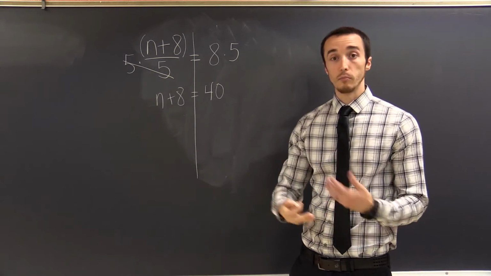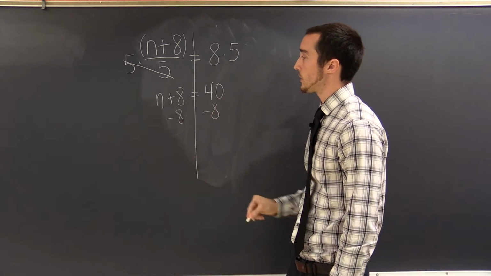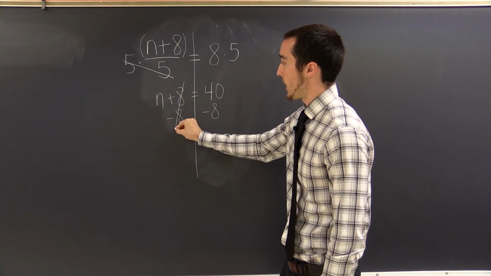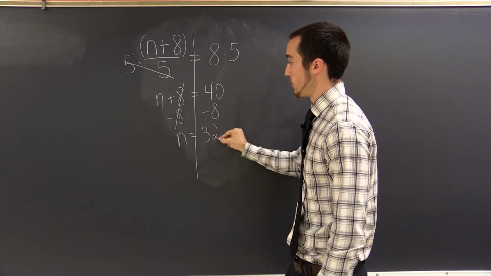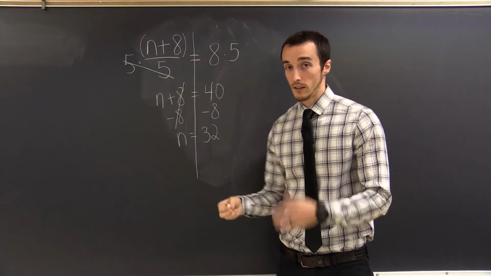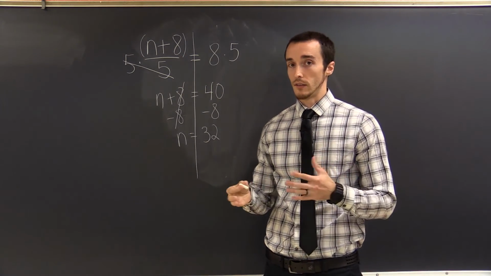So the inverse of +8 is -8. So we're going to subtract 8 on both sides. That causes our 8's to cancel, and we have 40 subtract 8, which is 32. Again, this is the right final answer, and you can be sure by substituting it in to make sure that it turns out to be a true statement.